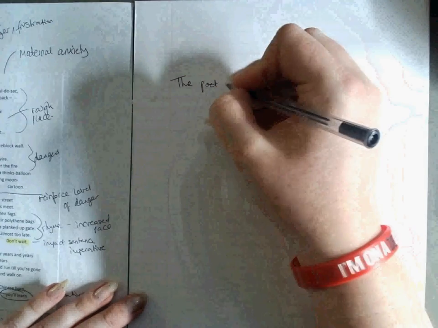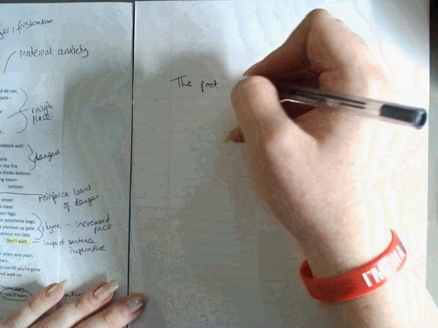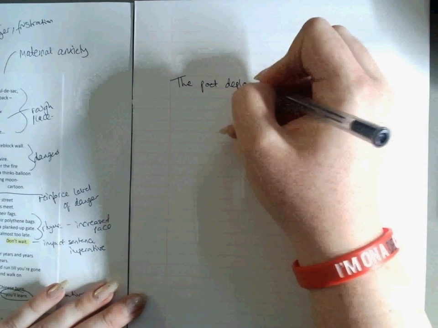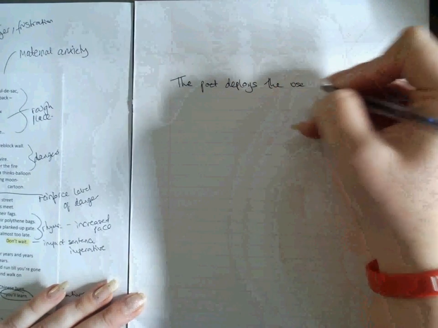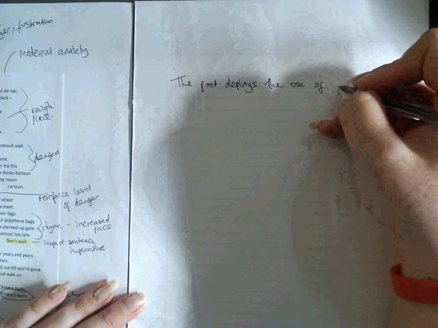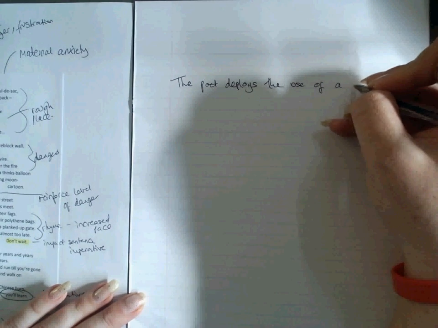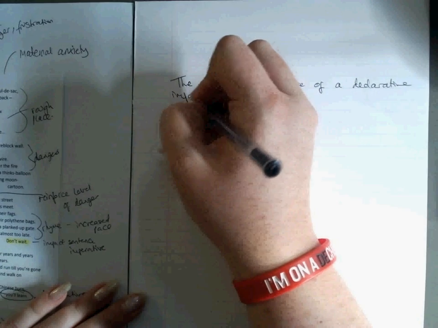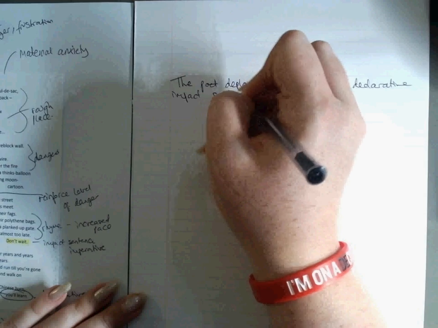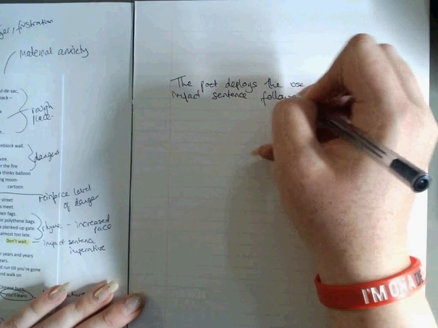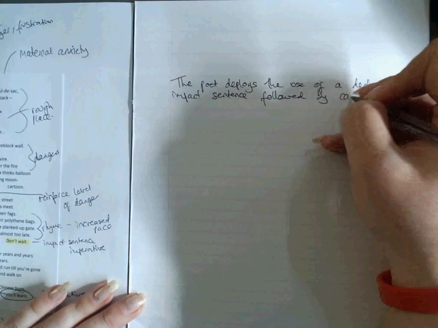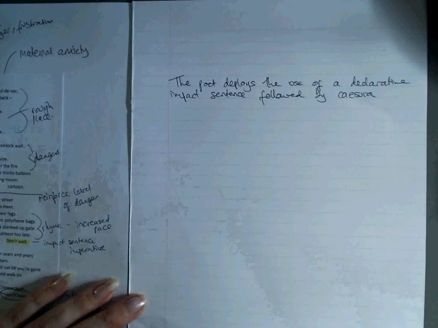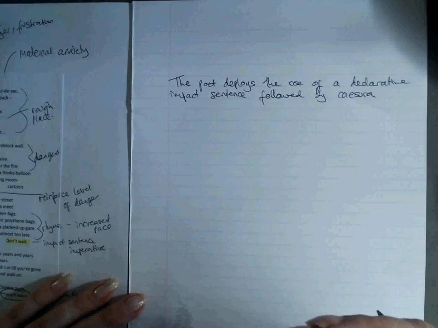So the poet, I could say uses, but I'd be interested in a more sophisticated word. The poet deploys the use of a declarative impact sentence followed by caesura. Right, so I'm just showing off a bit of technique there. Now it's a little bit mechanical, that, but the poet deploys.